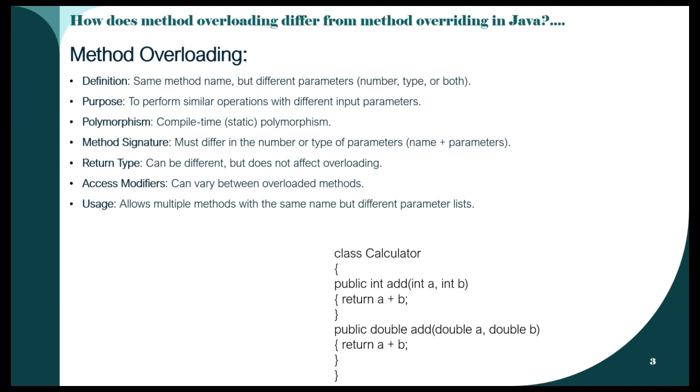Let's say you have a calculator, and then you have certain addition, right? Which is going to take two parameters. Now there can be an addition which is going to take three parameters, or let's say there is an addition again, but it may take some different parameters, which are, let's say, of a different variable type.